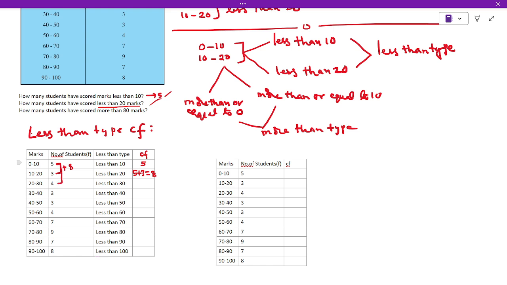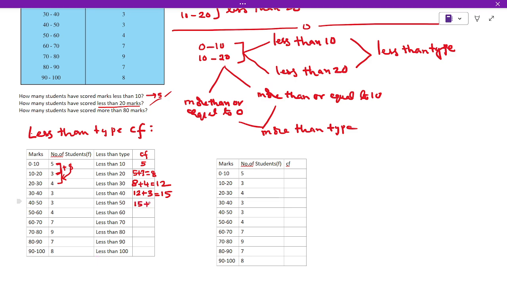So from here we have already got 8, and for 8 you need to include plus 4. So therefore 8 plus 4, so that is equal to 12. Clear? And similarly less than 40, so what is that again? Here we have already got till 30, right? So 12, and from 30 to 40, how many students are there? 3. So therefore it is equal to 15, right?